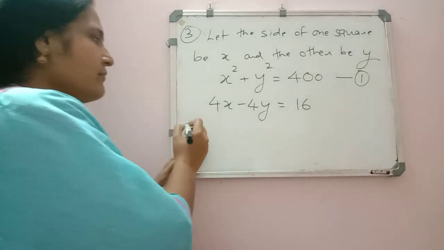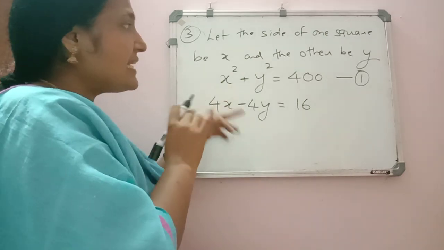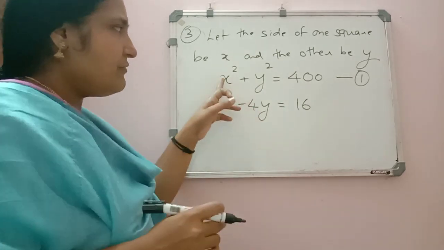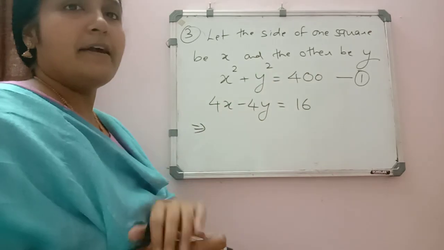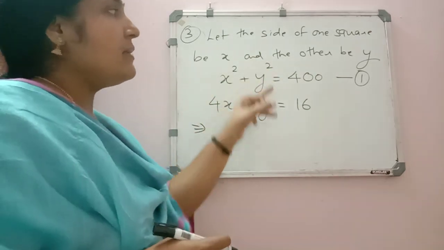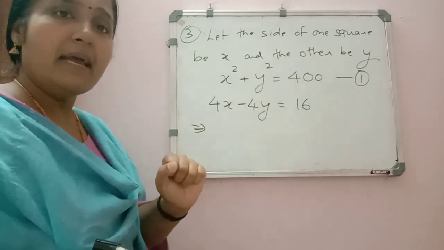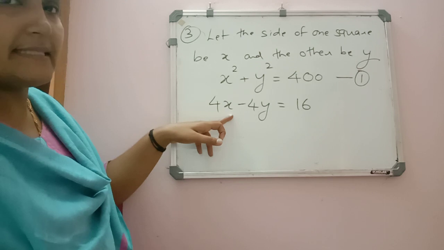Now let us check how we will solve the equation. From the first equation, we cannot easily rewrite y square or x square in terms of x and y, because if you shift this x square here, y square will be equal to 400 minus x square. Then y will be equal to the square root, and doing the question with a square root will be difficult. So we will find out the value of x or y from this equation.